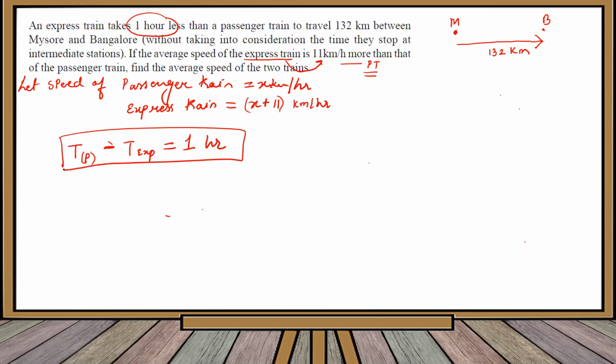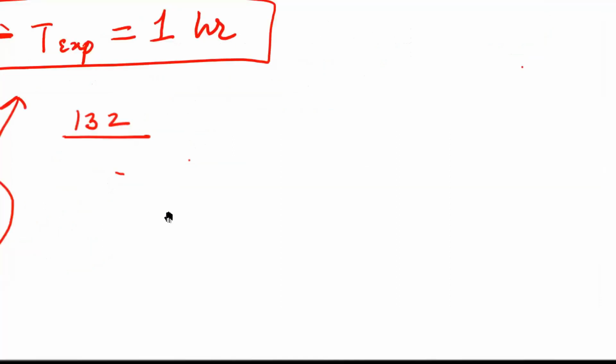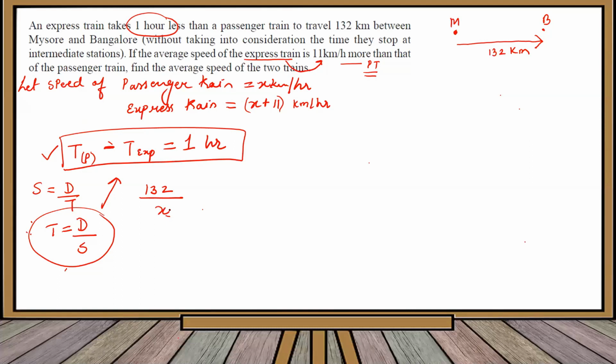Now we know the formula for speed: speed is equal to distance upon time. Since we are dealing with time here, time is equal to distance upon speed. So the time required by the passenger train will be equal to the distance traveled by the passenger train upon the speed of the passenger train. The distance traveled will be the same in both cases, that's 132, upon the speed. The speed of the passenger train is x.